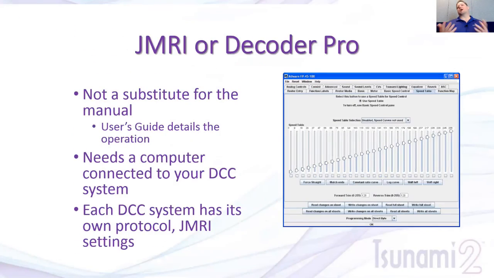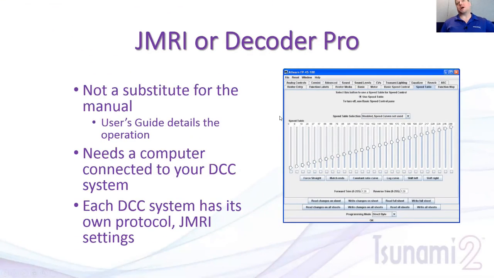So with this, I will briefly talk about the Java Model Railroad Interface, the JMRI or DecoderPro. We do get a lot of people that use this. And I want to make sure I point out that I do think this is a fantastic thing that has come out for model railroaders. It has helped make CV programming a lot easier. But the biggest thing I want to point out here, number one, is it's not a substitute for the manual.